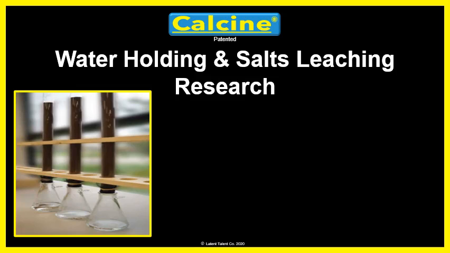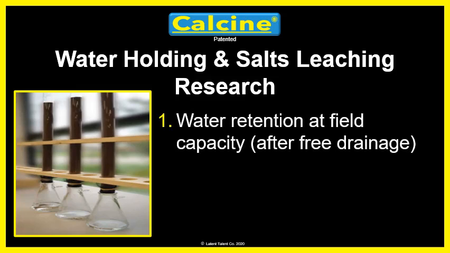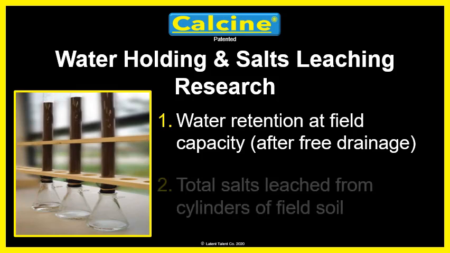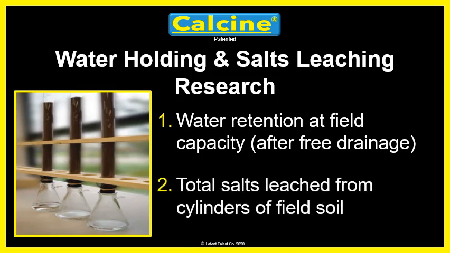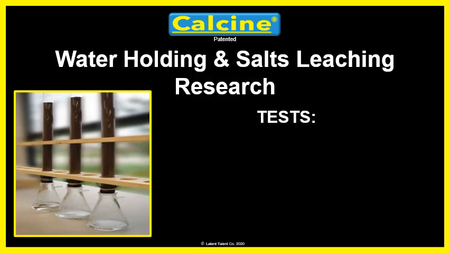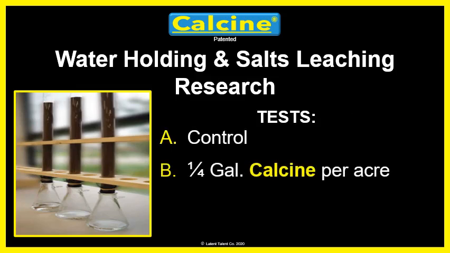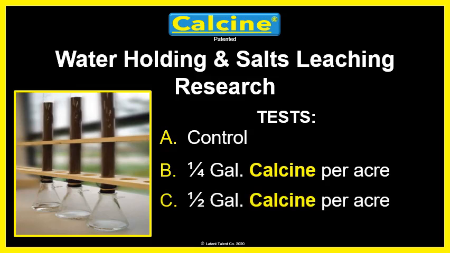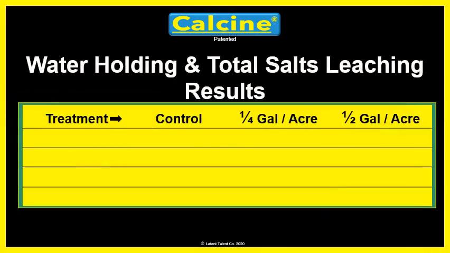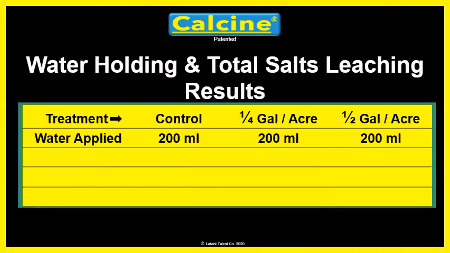Laboratory research was conducted to measure calcine's performance in two areas: its effect on water retention at field capacity and its effect on salts leached from the soil. Tests were conducted on a control sample and samples representing 1/4 gallon of calcine applied per acre and 1/2 gallon of calcine per acre. The same amount of water was applied to each sample.